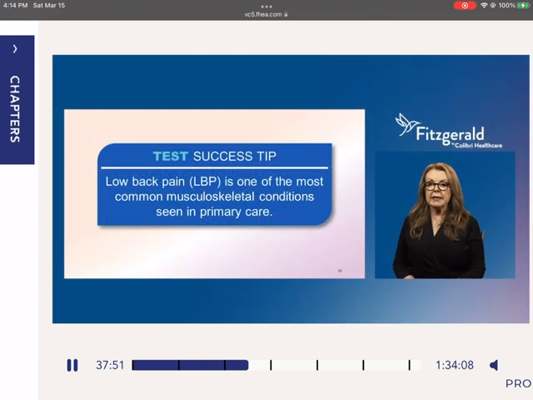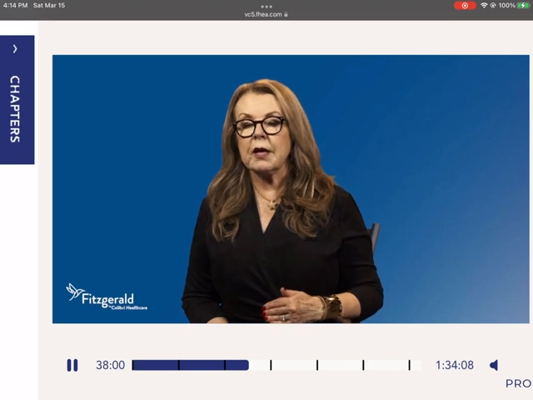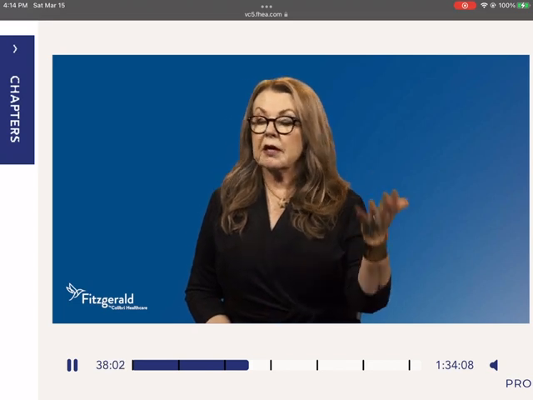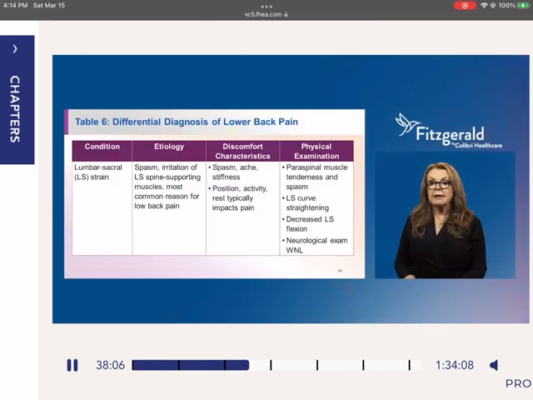Low back pain is one of the most common musculoskeletal conditions seen in primary care. It's often referred to as, if you will, the common cold of the orthopedic world, because it is what you're going to see. Table 6, I'm going to go over the differential diagnosis of lower back pain.